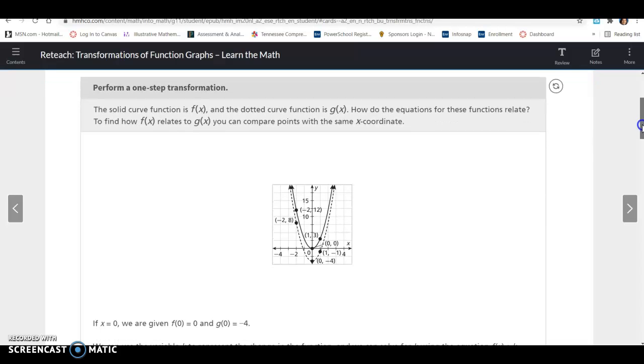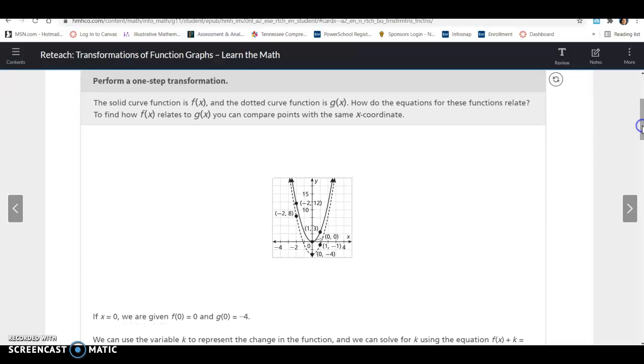It says perform a one-step transformation. The solid curve function is f(x) and the dotted curve function is g(x). So you can see on the graph here the solid one would be f(x), the dotted one is g(x). How do the equations for these functions relate? To find how f(x) relates to g(x), you can compare points on the same x coordinate.